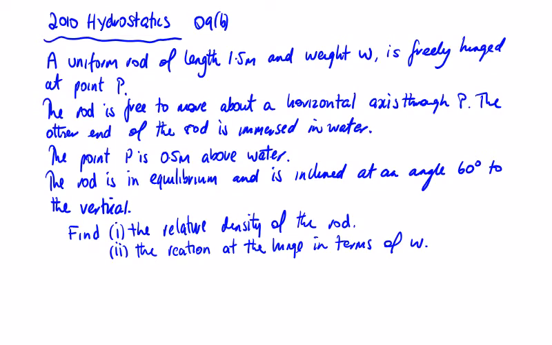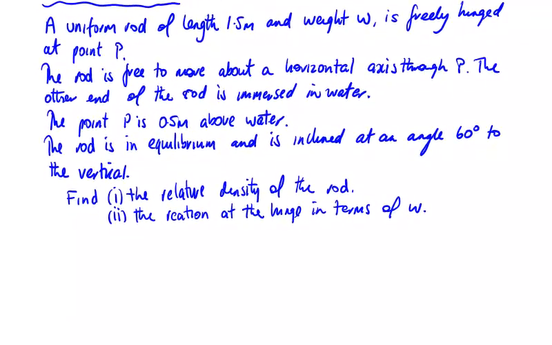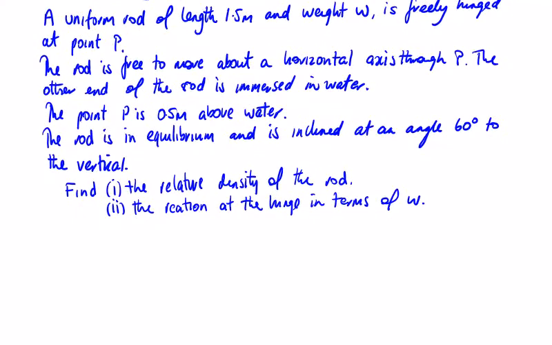Hydrostatics 2010, question 9, part B. A uniform rod of length 1.5 meters and weight W is freely hinged at point P. The rod is free to move about a horizontal axis through P. The other end of the rod is immersed in water. The point P is 0.5 meters above the water.